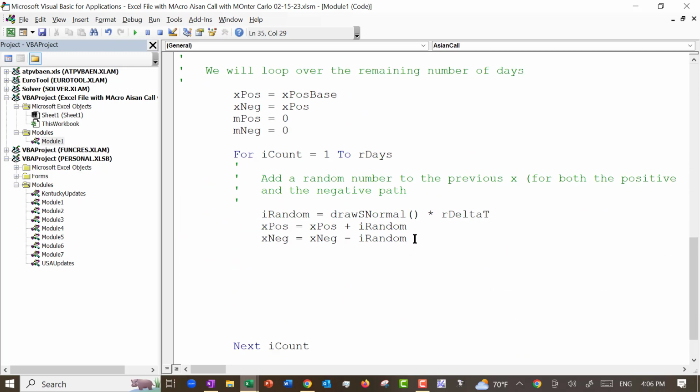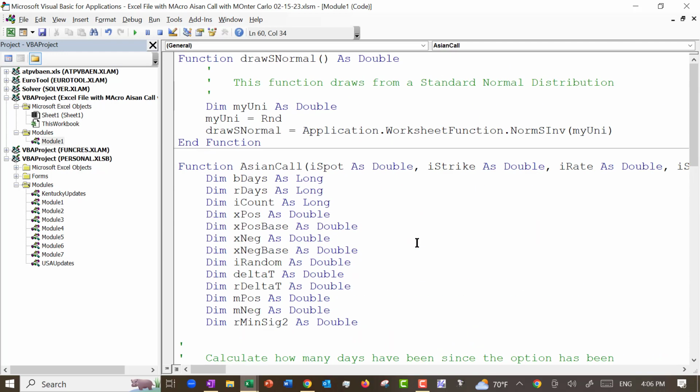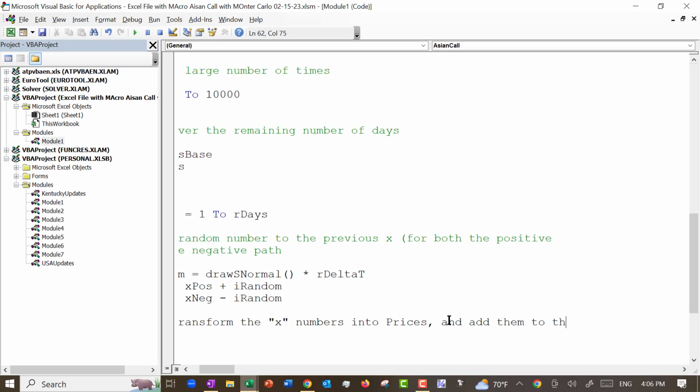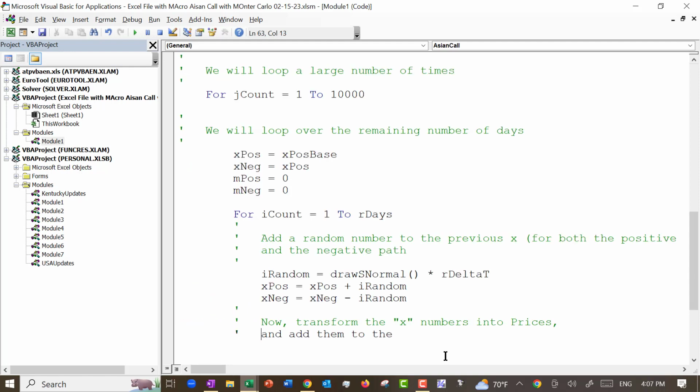Okay. Let's do the following. Now transform the X numbers into prices and add them to the moving sum. I could have done a utility function, but I'm not going to.